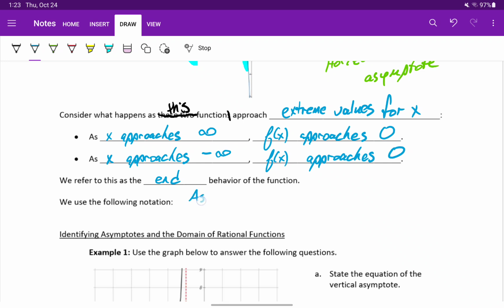And we use some notation similar to what we used with local behavior. Here we'll say that as x approaches positive infinity, which was what we traced as we traced that curve to the right, our function f of x is approaching 0. And as x approaches negative infinity, which is that behavior that we saw as we traced the curve to the left, f of x was also approaching 0.